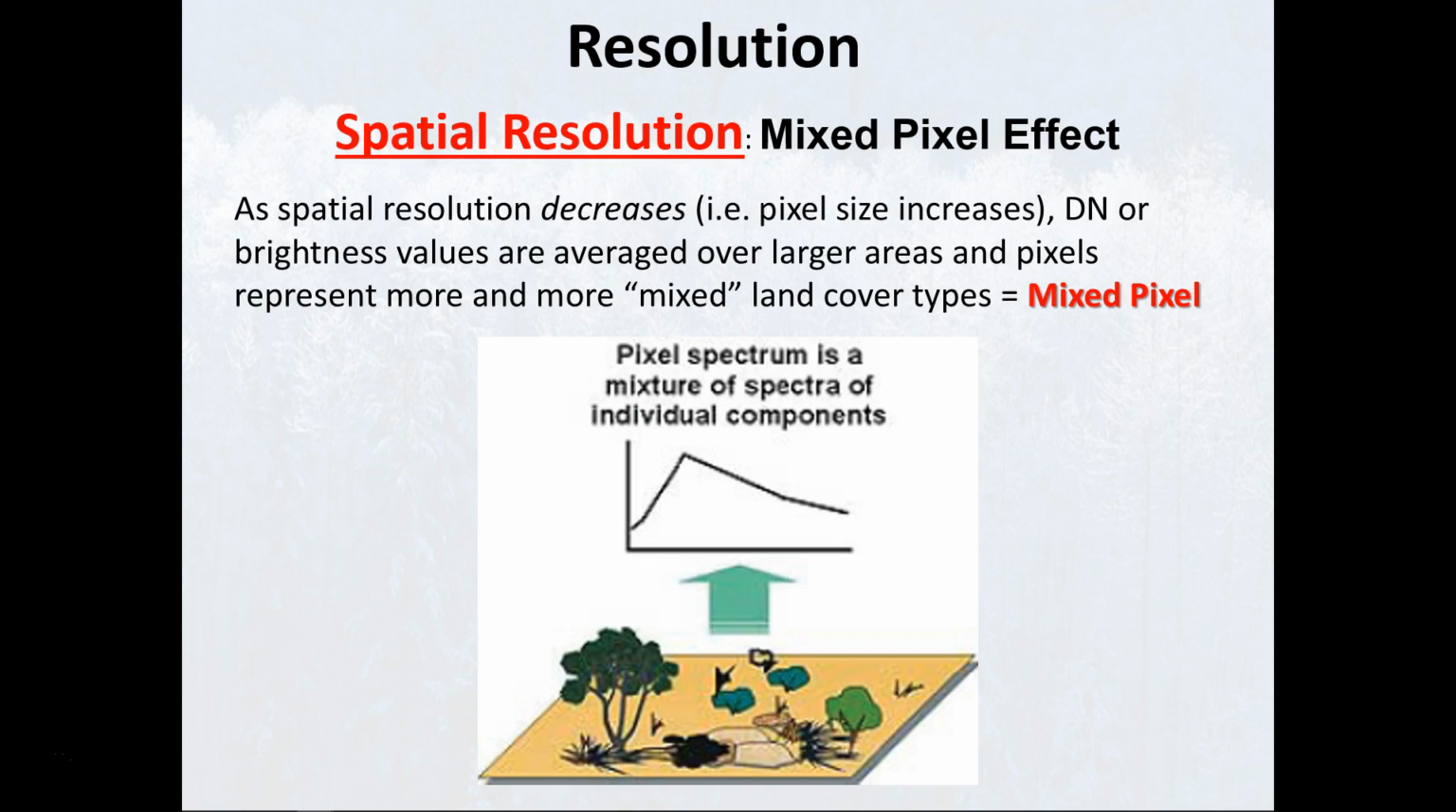Shifting gears a bit here now, I want to discuss one of the major issues faced by remote sensing analysts especially when using lower spatial resolution imagery, and that's the mixed pixel effect. As your spatial resolution decreases or your pixel size increases, brightness values are averaged over larger and larger areas, and so they contain more and more different land cover types. For example, if you look at the image below and imagine that being a very large pixel, you've got a tree, some shrubs, bare ground, rocks. So you've got a lot of different spectra represented in your reflectance curves.